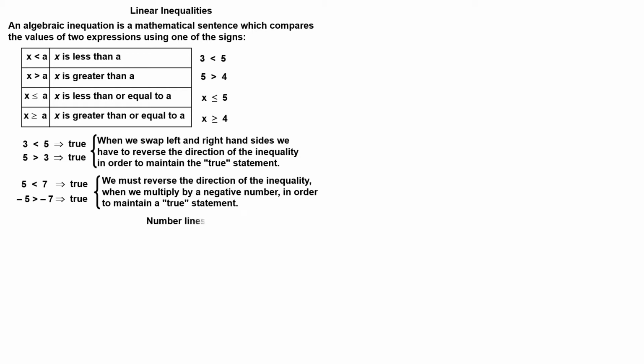Number lines. Inequalities can be shown on a number line. Look at the examples. Minus 1 is greater than minus 4. On a number line, minus 1 is to the right of minus 4, making minus 1 greater than minus 4. 2 is less than 3. On a number line, 2 is to the left of 3, making 2 less than 3.